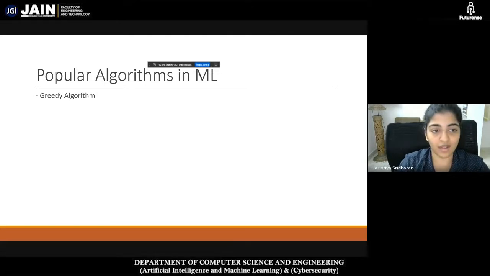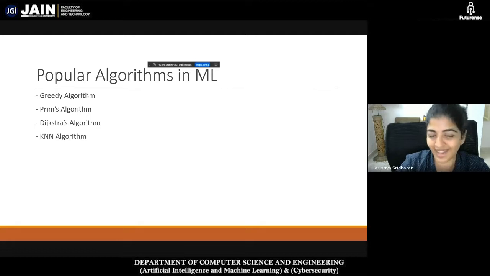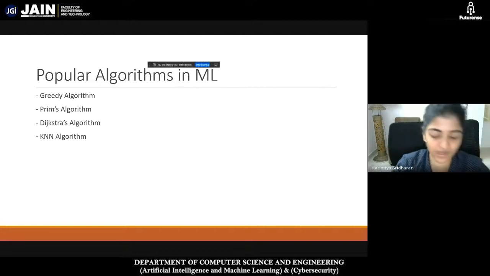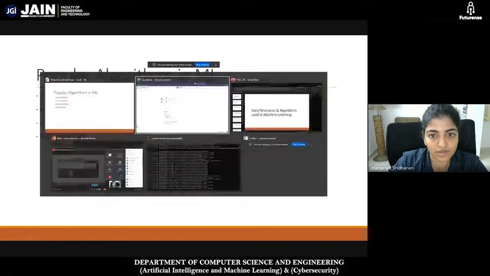So one is greedy, and we'll go through greedy, Prim's algorithm, Dijkstra's algorithm, and KNN algorithm. If you go through most of the libraries used in ML, they have these algorithms in place. KNN is very popularly used. Almost if you want to kickstart learning machine learning, kickstart doing some ML programming, KNN is very often used. We'll go through what these algorithms are shortly to understand their steps.